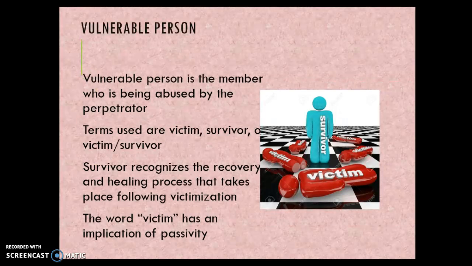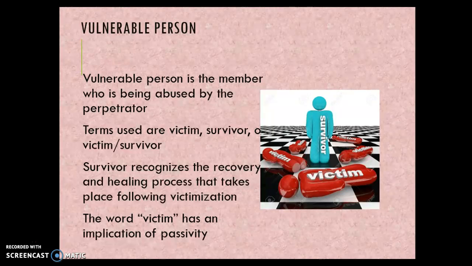A vulnerable person is a member who is being abused by a perpetrator. The terms used for this are victim or survivor. Survivor recognizes the recovery and healing process that takes place following victimization. And the word victim has an implication of passivity. So it doesn't really matter how you refer to the person who has been violated, whether you say victim or survivor. Some people, it makes them feel better if they say survivor. It gives a little bit more control.